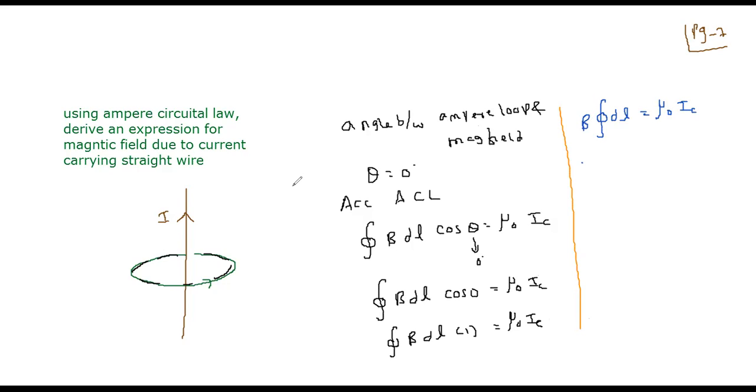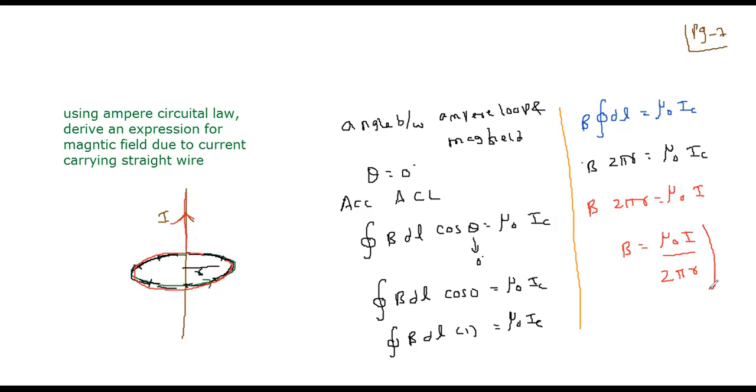Look at this dL, it is a circle, isn't it? What is the full length of a circle? dL, dL, dL. If you add all dL, what do we get? 2 pi r. So B into 2 pi r equals mu naught I_C. What is I_C? Current through the closed loop. How much current goes through this closed loop? I amount of current. So I_C is I. So B into 2 pi r equals mu naught I, so B equals mu naught I by 2 pi r. It is the magnetic field due to a straight wire. Very important formula, please make a note.